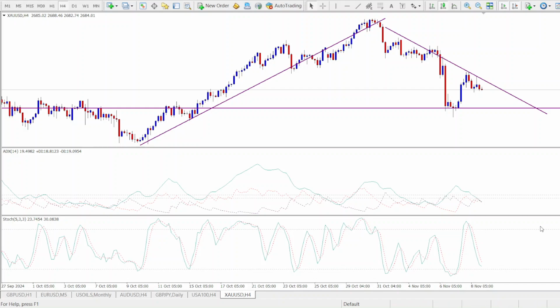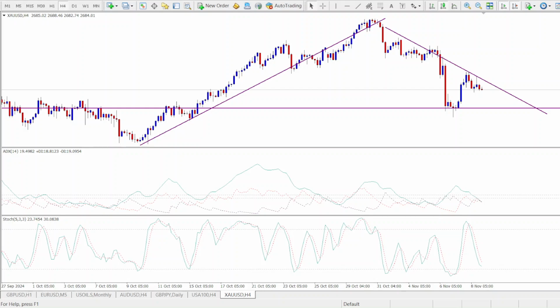A reading above 80 indicates the market is overbought, which could suggest a potential reversal to the downside. A reading below 20 indicates an oversold market, suggesting a potential reversal to the upside. These signals are important because they help us understand when a trend might be overextended and due for a correction.